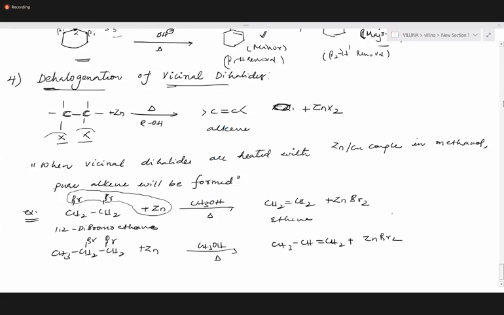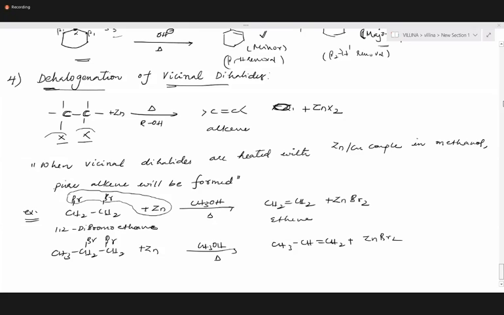Zinc as a whole in a solid form we cannot use, right? So we will be using a methanol solution of zinc and copper together, so that the zinc can easily get involved in the reaction. Probably that's the reason. If we use another non-polar solvent, then the zinc cannot interact with the reactant. So probably for the ionization of zinc to Zn plus 2, the methanol will help. The polar solvent will help in the ionization part. Once the ionization is done, then we can have an alkene after that.